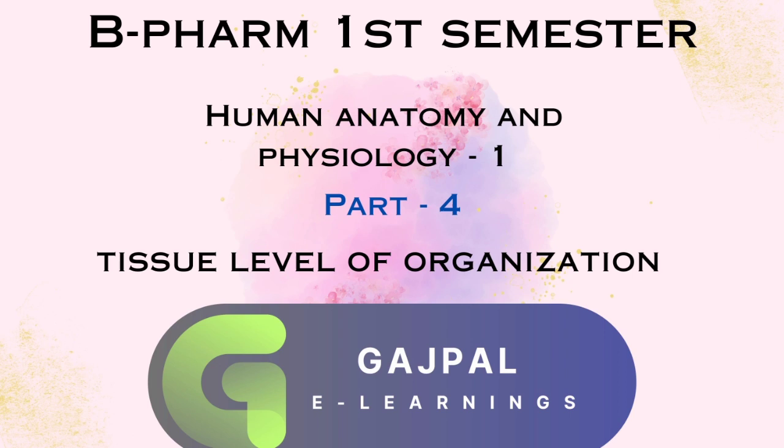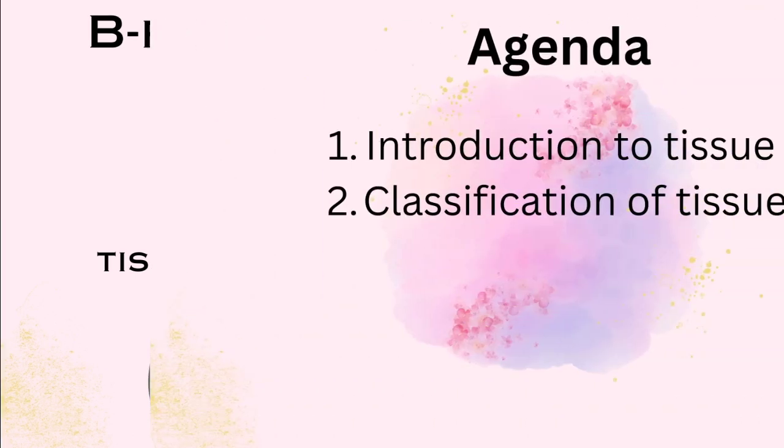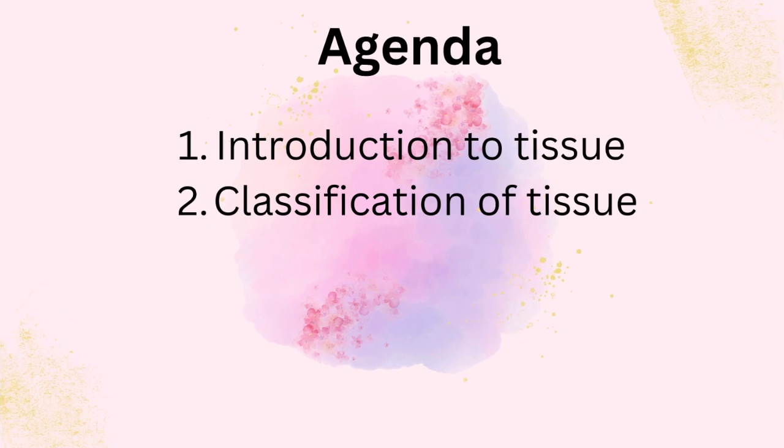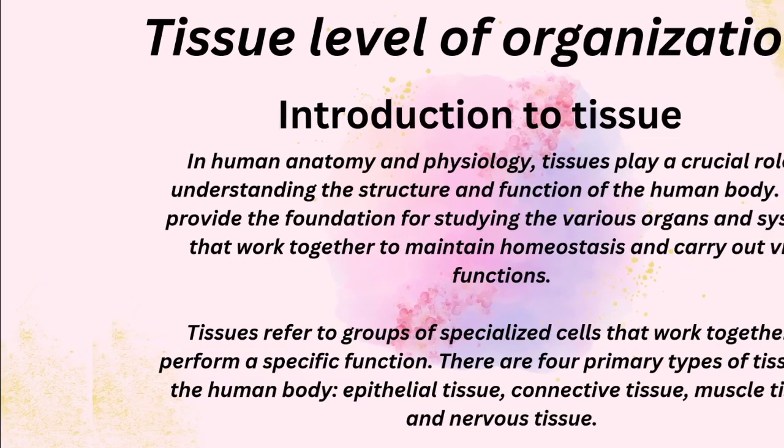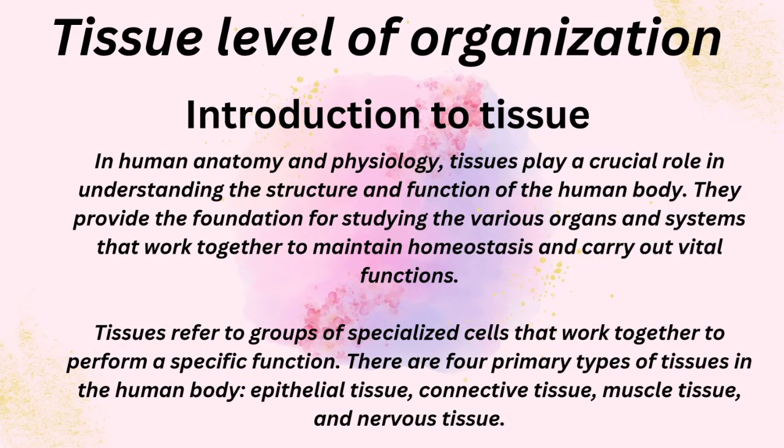In this video we are going to study Introduction to Tissue Level of Organization, which is a part of B Pharmacy first semester, Human Anatomy and Physiology Part 1. In this video, the content to be covered is Introduction to Tissue and Classification of Tissue. So let's get started. First of all, let us know about tissue.